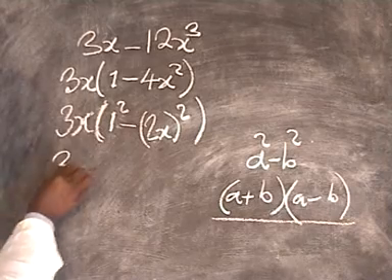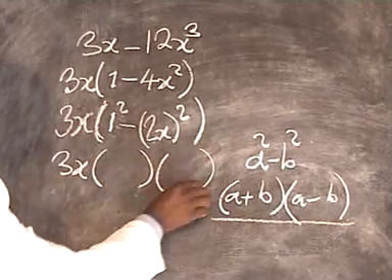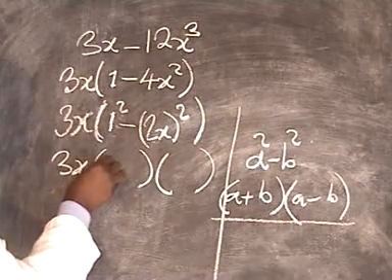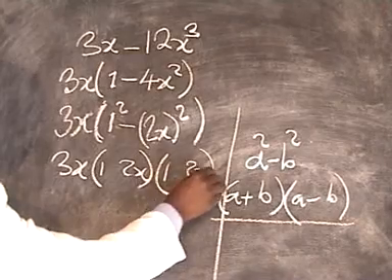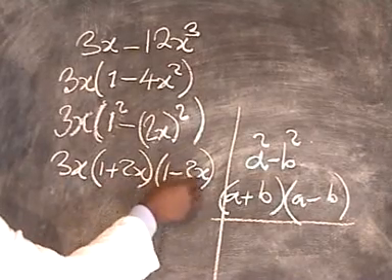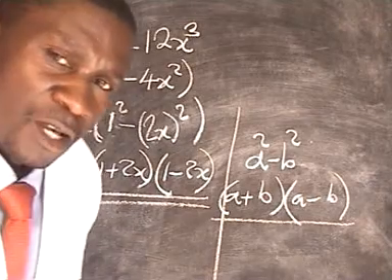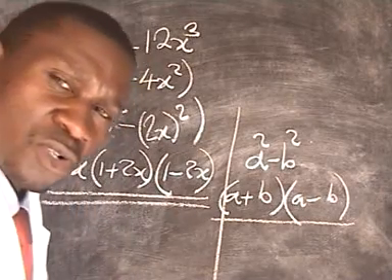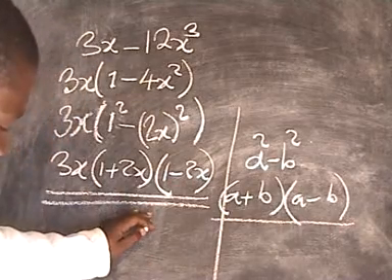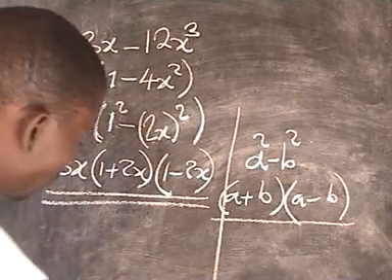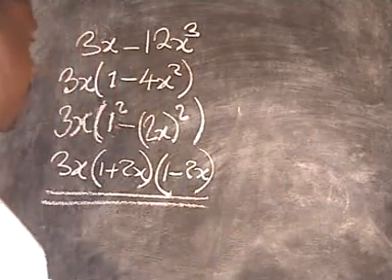And I maintain 3x outside the brackets. I open the two brackets like that. Inside the brackets, this is 1 and 2x, and this is 1 and 2x, with a plus there and a minus there. Just like that. That is how you can score 2 marks. That is how this problem can be factored. I'm sure this is understood.